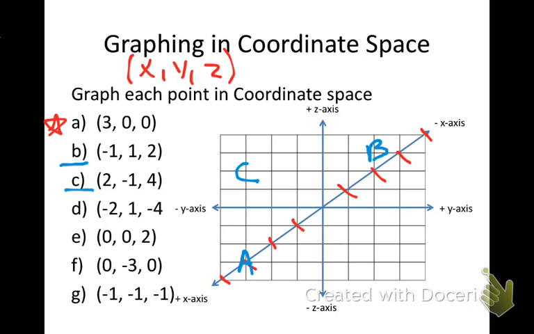D. Tell me which way I'm going to go first on letter D, Tiana. Forward or backward? Back 2. Left or right, Kelly? Right 1. Up or down, Jack? Down 4. Boom. There is point D right there.